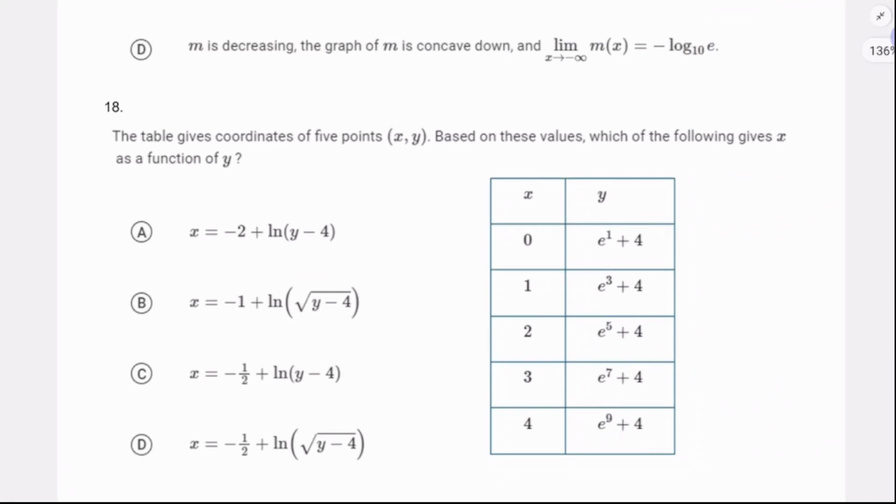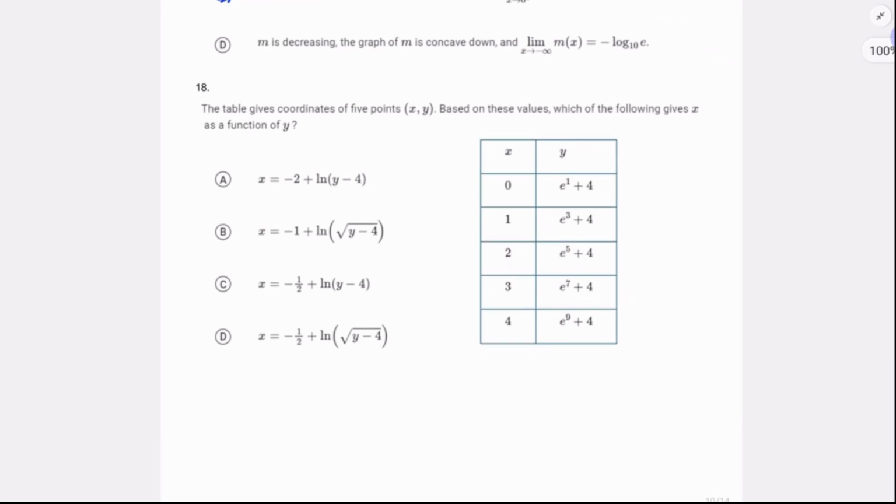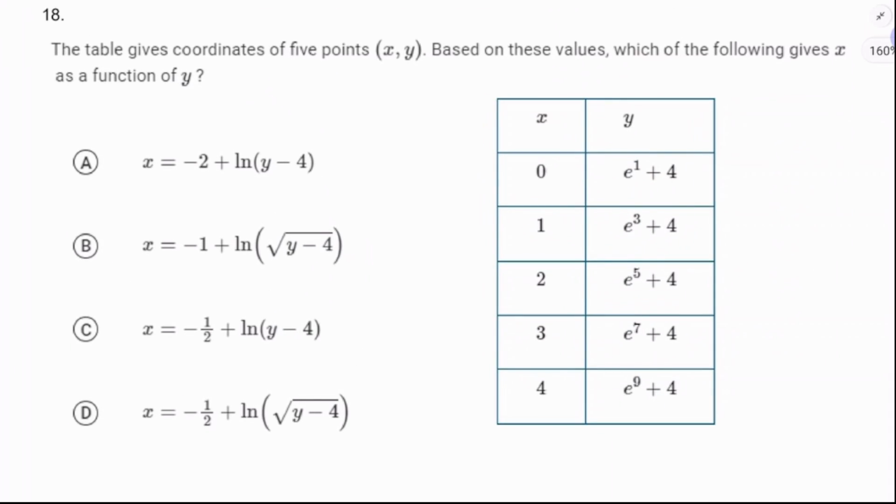18, I really liked this one. This one is really getting more towards what we're going to do in the next unit, solving backwards for x in terms of y, but you could do this right now. You could totally do this. Which of these gives x as a function of y?